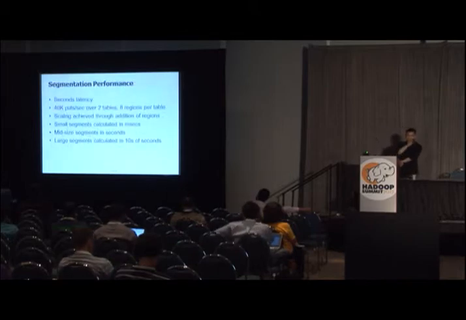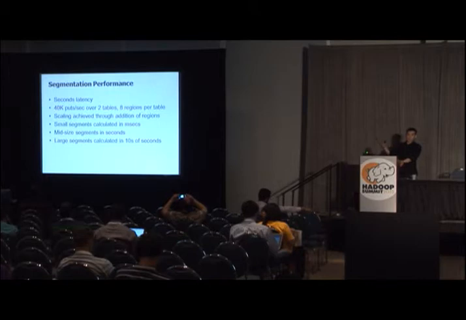So let's look at some of the segmentation numbers. The latency here, I'd like to emphasize again, is in seconds. A user exhibits some behaviors, makes his way into HBase, and then the customer can ask for the segment with that user within seconds. So there's a very quick turnaround time. And obviously, this solution scales really well. If you want better performance, if you want to handle a larger user base, just scale out your HBase cluster. That's all you need to do.